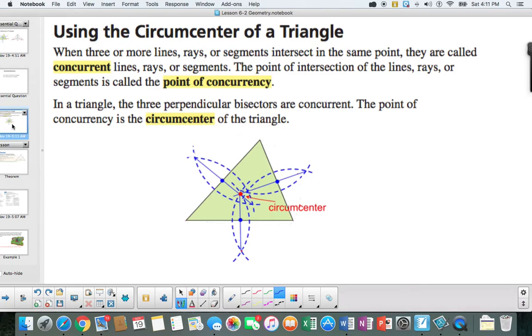When lines, rays, or segments meet, we call this a point of concurrency, especially when it's 3 or more lines. In this particular picture, we're going to have 3 perpendicular bisectors. You can see they're in blue. Right here, here's our construction. And when all of these lines meet at one point, that's called a point of concurrency. This particular point is called the circumcenter. It's called the circumcenter because it's the point of concurrency for the 3 perpendicular bisectors.